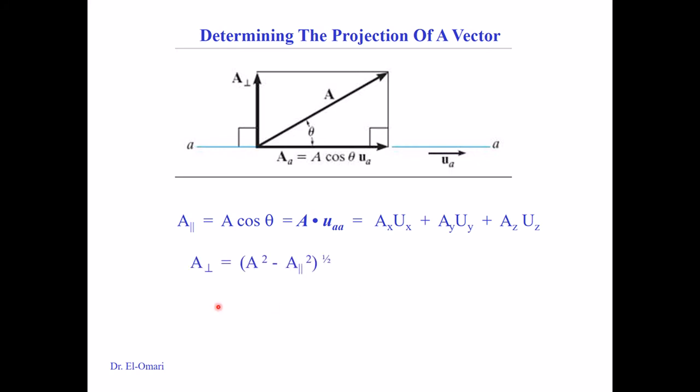If we need to get the perpendicular component, then using the Pythagorean theorem, if the perpendicular is the opposite side and the force itself, or the vector, is the hypotenuse, then the square root of the hypotenuse squared minus the parallel component squared gets you the perpendicular component magnitude. Or if you need to represent it in vector form, just subtract the x component, the y and the z components of the parallel component from the force, which gets you that perpendicular component in Cartesian vector form.